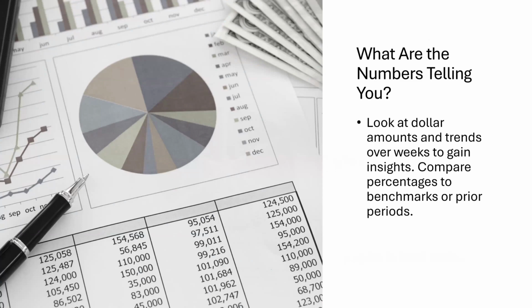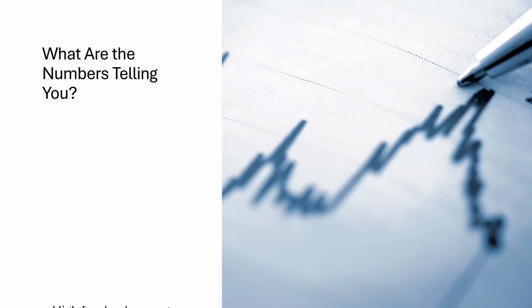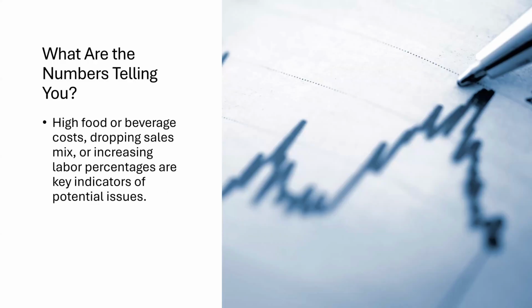So look at those dollar amounts and trends over a week to gain some insights. Compare percentages to benchmarks or prior periods. Really take a look at both the money, the actual numbers, and the percentages. You need them both, because one may not be telling you all the information that you need to know. High food or beverage costs, a dropping sales mix, and an increasing labor percentage are all key indicators of potential issues. So these are things you want to keep a close eye on going forward.